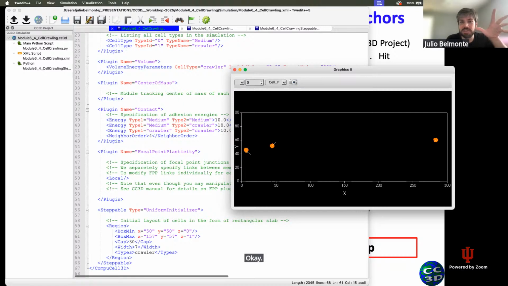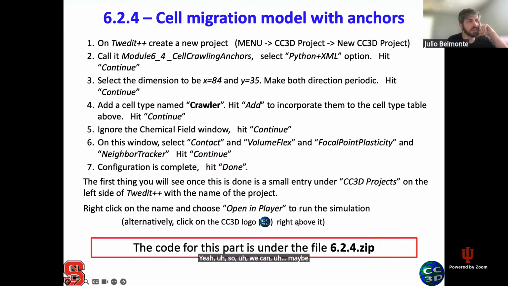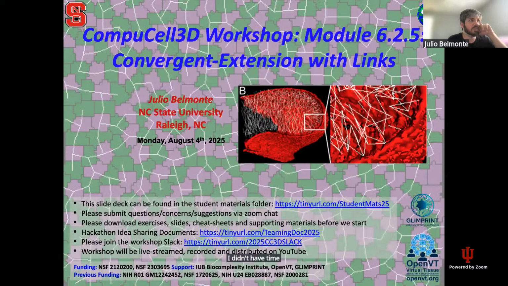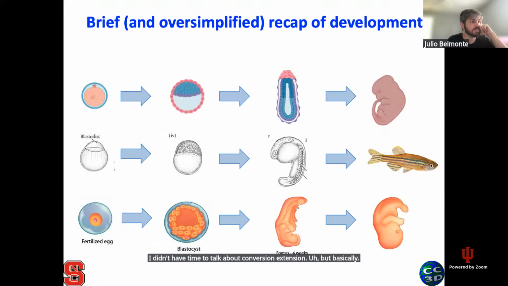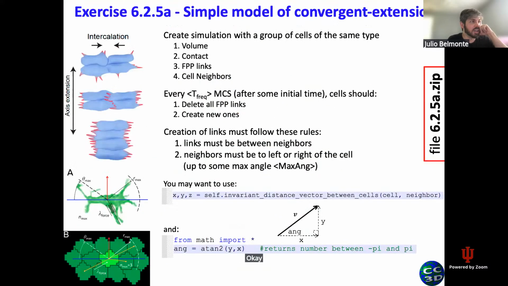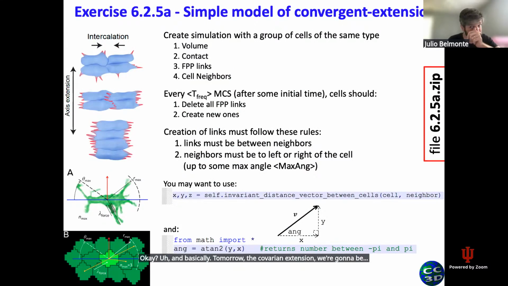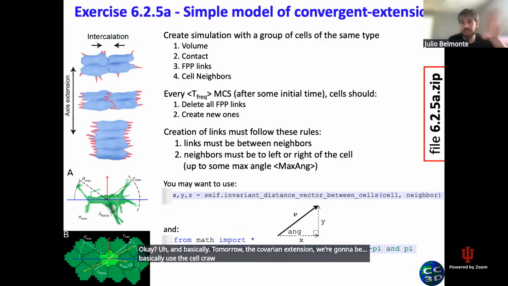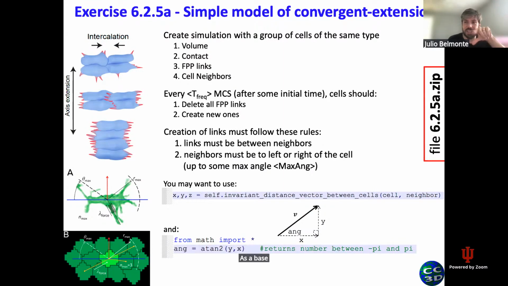Do you guys have any questions about anchors or this specific example? I didn't have time to talk about convergent extension, but basically these slides are there for you to check, okay? And to model convergent extension, we're basically going to use the cell crawling model as a base, but instead of extending links only to the right of the cell, we extend links to the right and the left of the cell, okay?